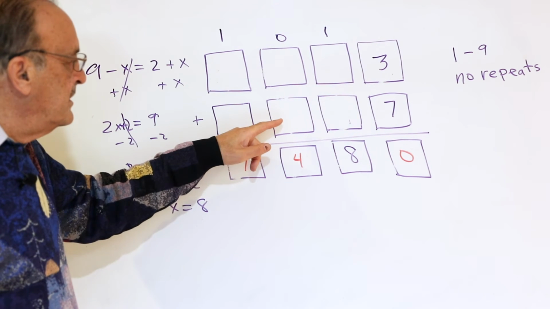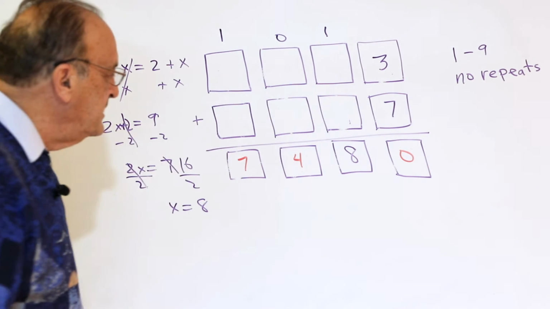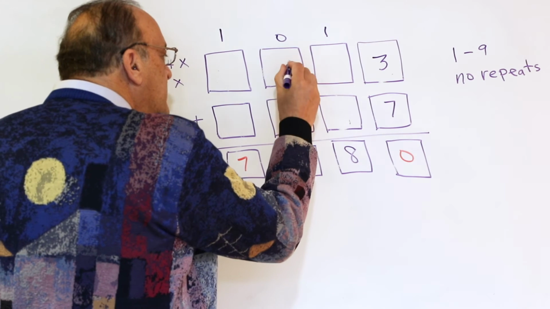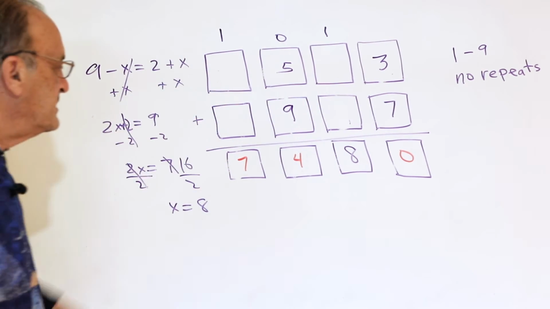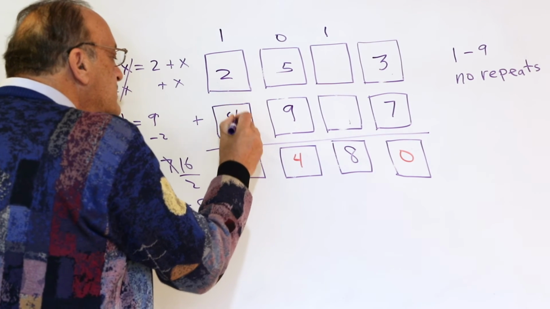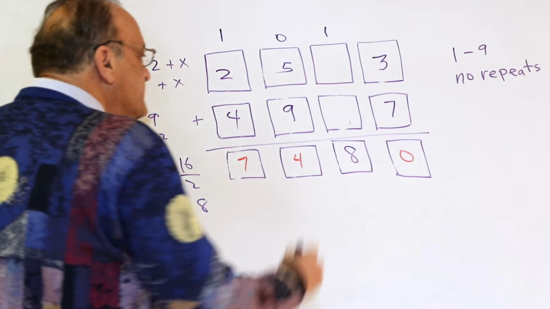Now here, we won't be using the 9 here or here. We have to use the 9 here. So that'll be 9 and 5. And now we know this won't be 1, 5. It'll be 2, 4. And the remaining numbers are 1 and 6.